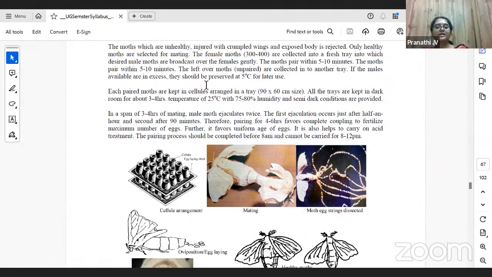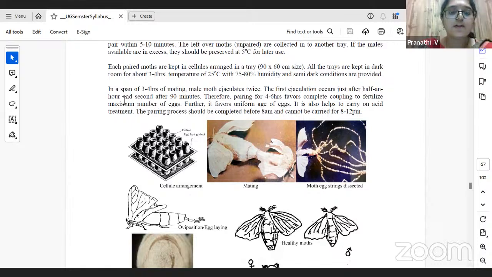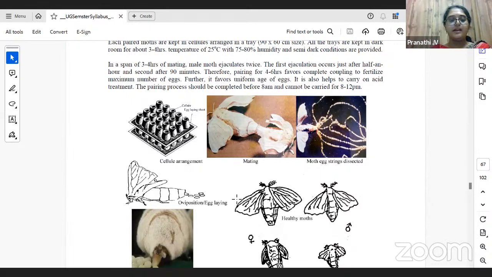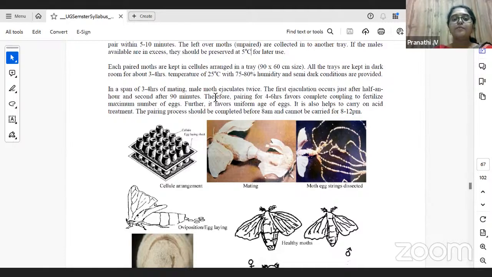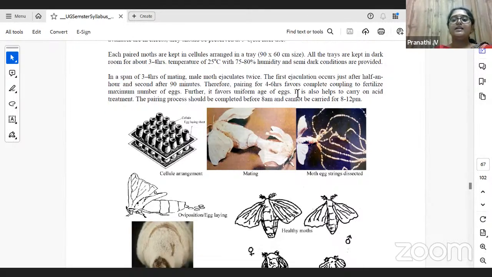If the males are available in excess, they should be preserved at 5 degrees Celsius. You can do the pairing again, the second time pairing. Each paired moth is kept in cellulae. See, these are the cellulae in an arranged position, and they are kept in a dark room for 3 to 4 hours. This is the oviposition of the egg laying. In a span of 3 to 4 hours of mating, the male moth ejaculates around twice. The first ejaculation occurs just after half an hour, and the second after the 90th minute, that is 1.5 hours.